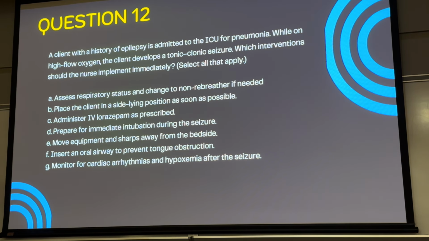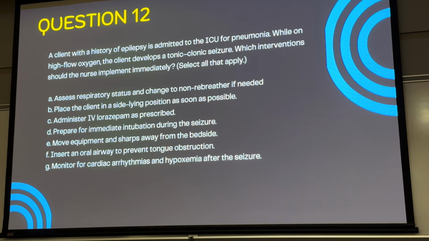Okay. A client with a history of epilepsy is admitted to the ICU for pneumonia. While on high flow oxygen, the client develops a tonic-clonic seizure. Which interventions should the nurse implement immediately? Anybody like A? Nobody likes A? I like A. It says respiratory status, change to non-rebreather if needed.